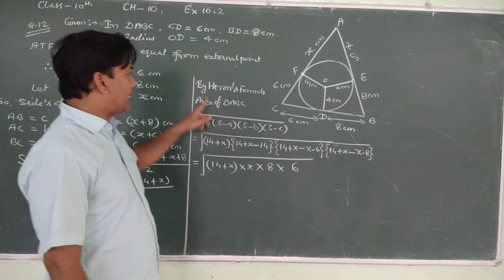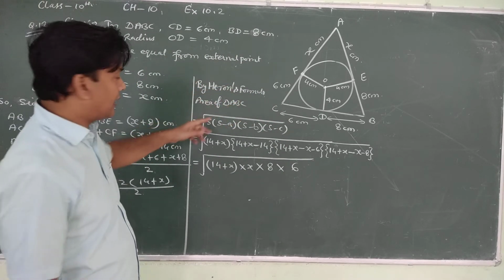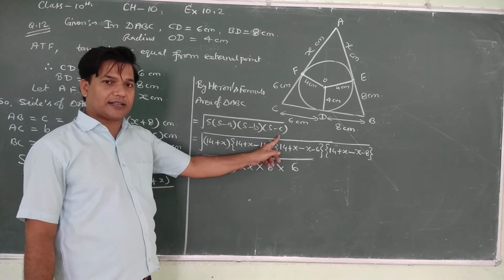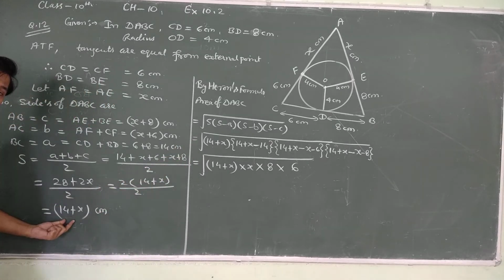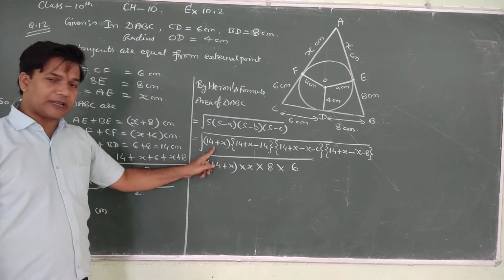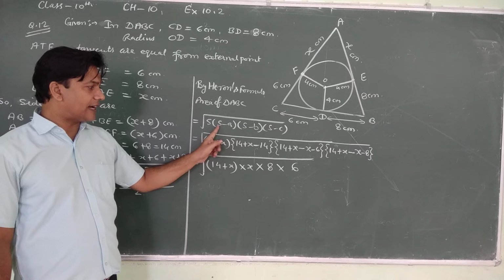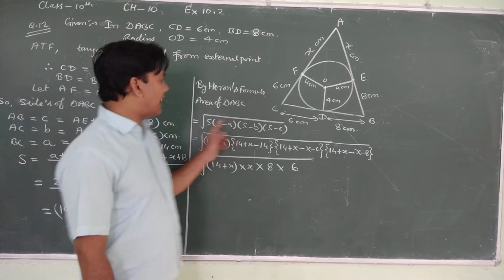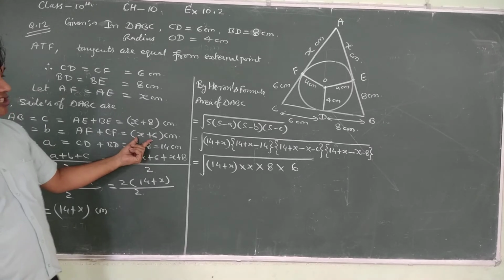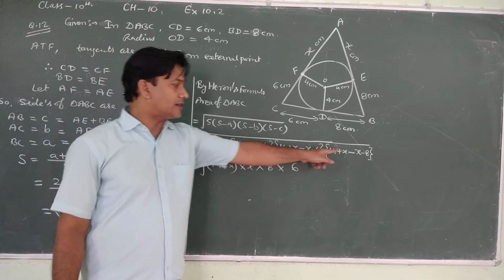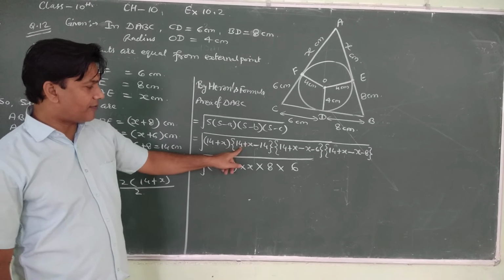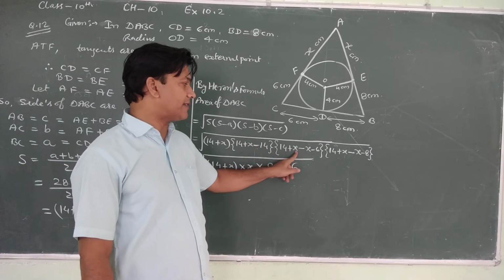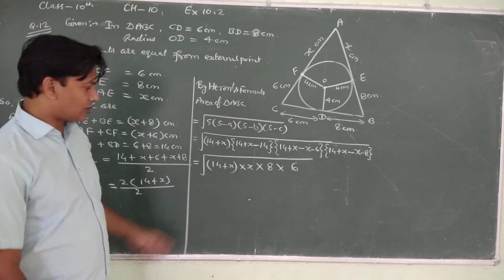Now the area of triangle ABC by Heron's formula is the square root of S times S minus a, S minus b, S minus c. The value of S is 14 plus x, so put S as 14 plus x. Now S minus a is 14 plus x minus 14. S minus b is 14 plus x minus x plus 6, so changing both signs, minus x minus 6, and do the same in the other. Here 14 cancels with 14, x remains. In the third bracket, x cancels with x, and in the fourth x cancels with x.